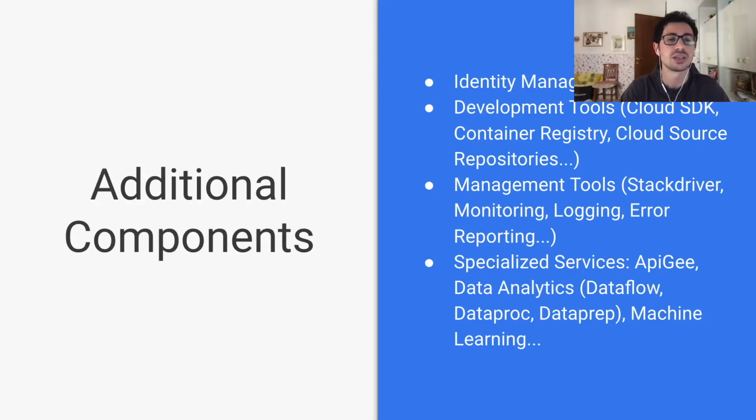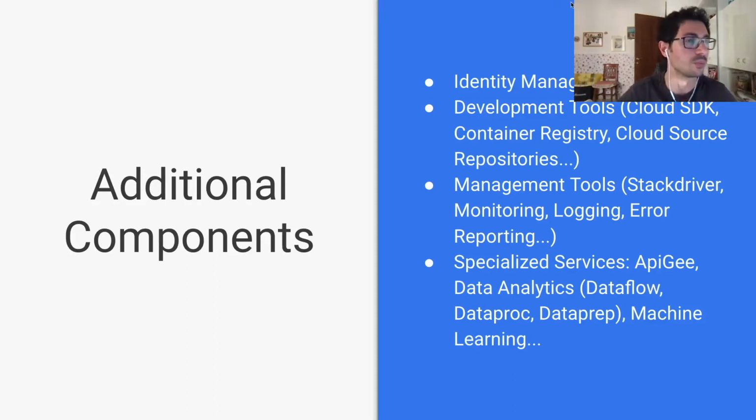Okay, so identity management is basically this kind of system that allows you to give access to particular users to what they need. Users don't have to be persons. They can also be applications. We will see it in other sections. For the moment this should be enough to know. Then we have development tools.